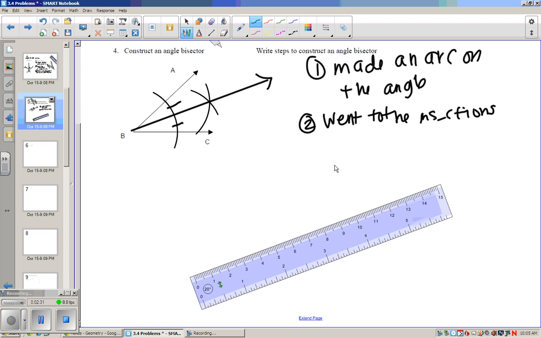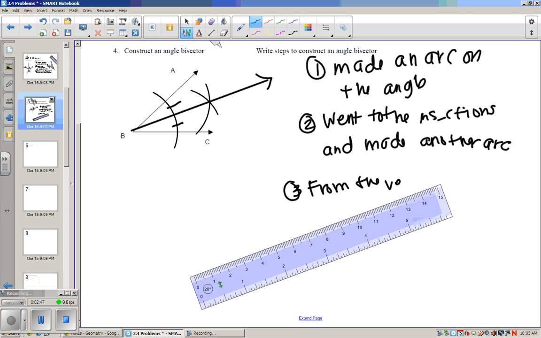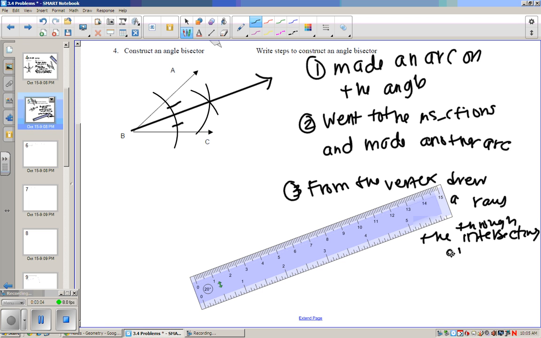Went to the intersections and made two more arcs. And lastly, from the vertex, drew a ray through the intersecting arcs. Sorry, I'm a slow writer.